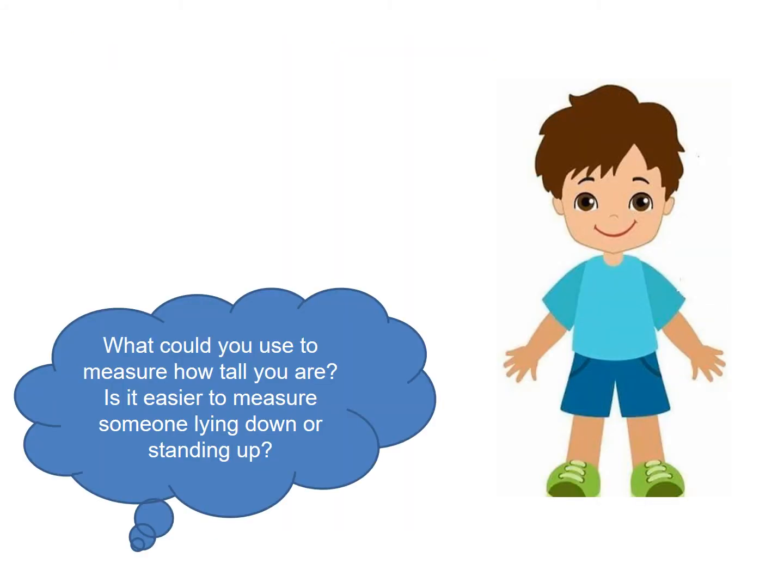Okay, if we were going to measure someone in the classroom or another child, how would we measure them? Is it easier to do it lying down, or do you think it's easier to do it standing up? So the best way to measure someone is standing, to make sure you get their height. So people take each other's heights rather than lengths.